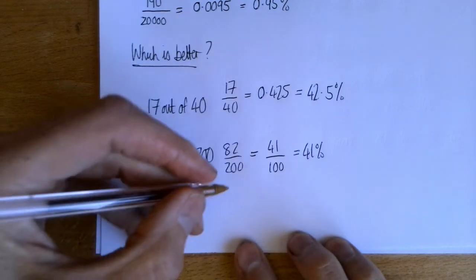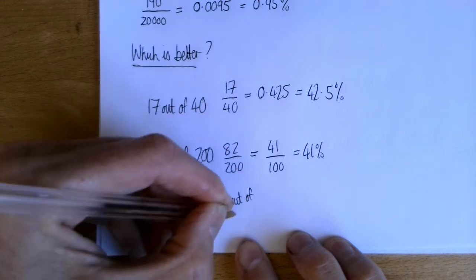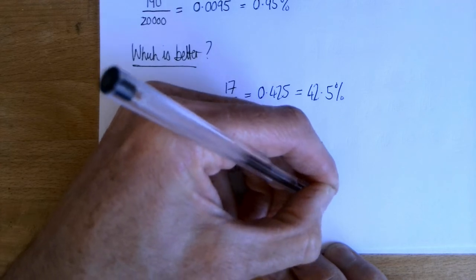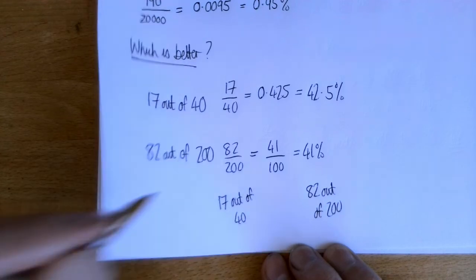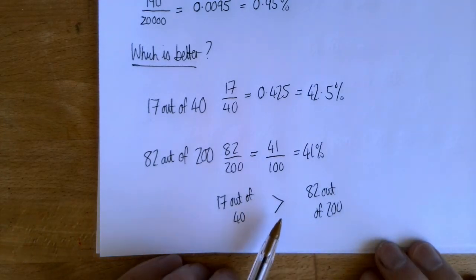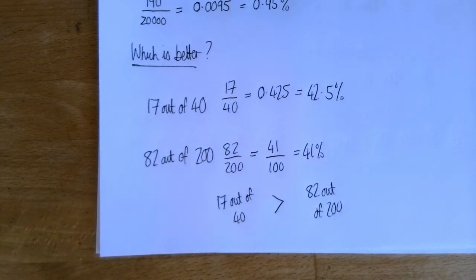And in maths, we have a way of writing that, don't we? So I could say 17 out of 40, 82 out of 200. We've just worked out that this is bigger, this is better. So we use one of our inequality signs in between. So remember, the crocodile is eating the bigger number. I don't know how you remember it, that's how I do. So I can express those two with an inequality sign in between them, because this is 42.5% and this is 41%. Hopefully that's pretty straightforward.